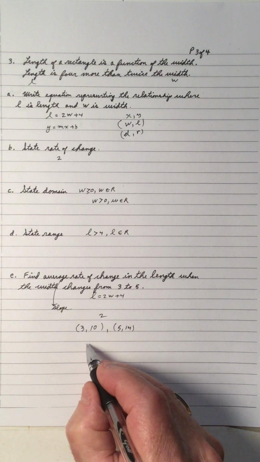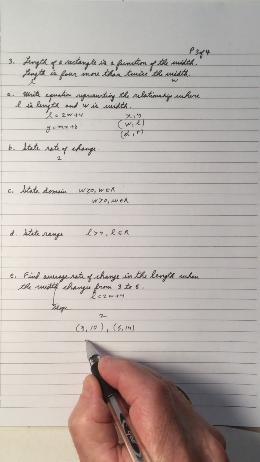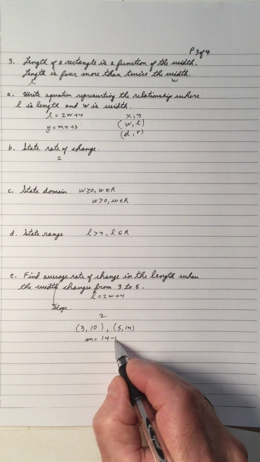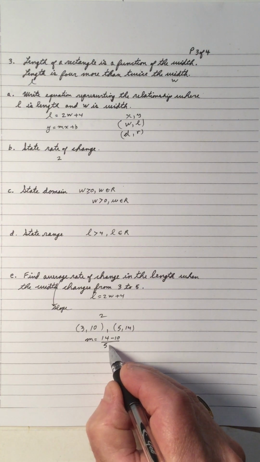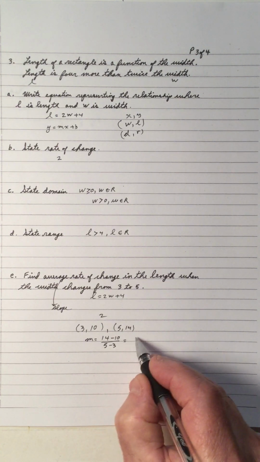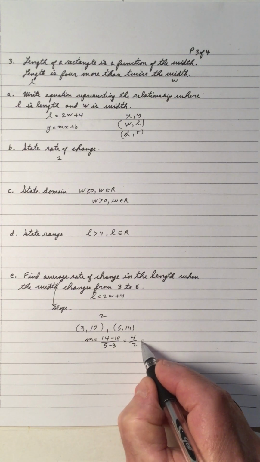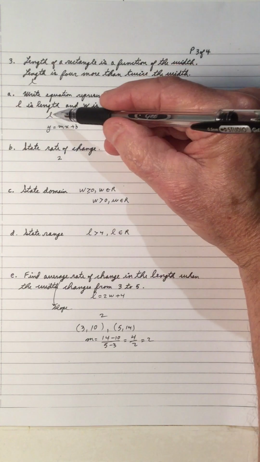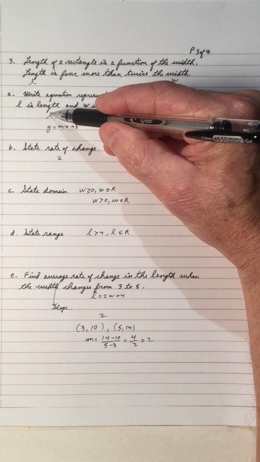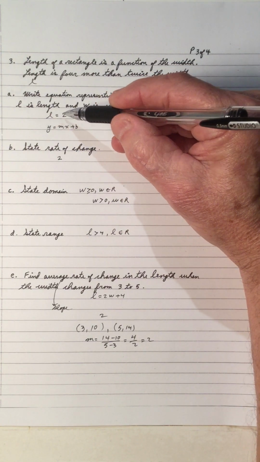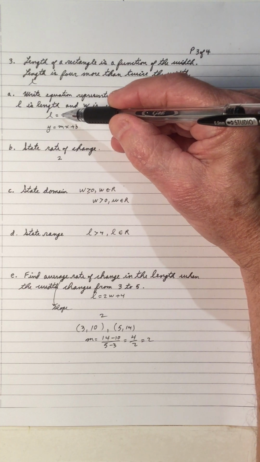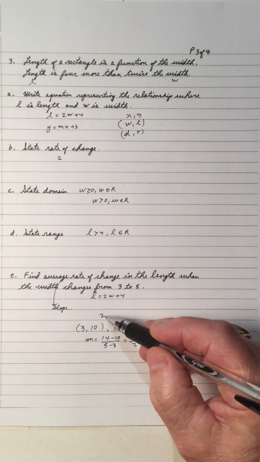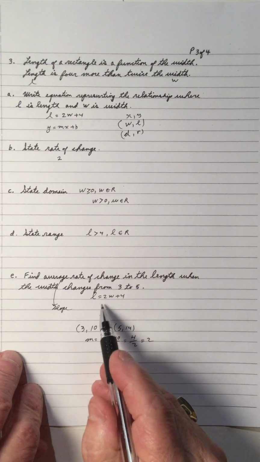So the slope is y2 minus y1 over x2 minus x1. So that's 4 over 2, which is 2. But I knew I was going to get a 2 because this is the equation in which the length is a function of the width. The slope here is 2. So without working this out for 3 and 5 like I did here, I knew I was going to get a 2 in this equation.